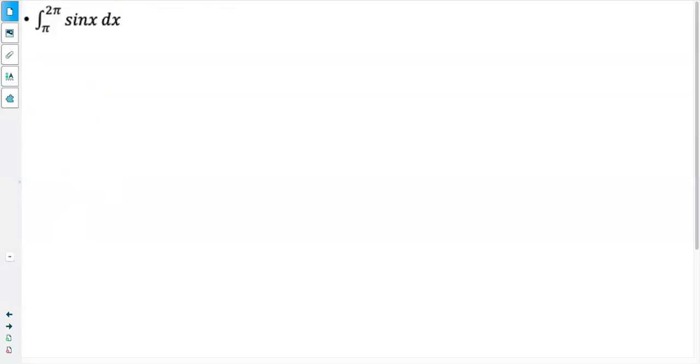Next example, we have an integral from pi to 2 pi of sine x. So we know the integral of this is just negative cos x. And we're going from pi to 2 pi. So we have negative cos of 2 pi minus negative cos of pi.